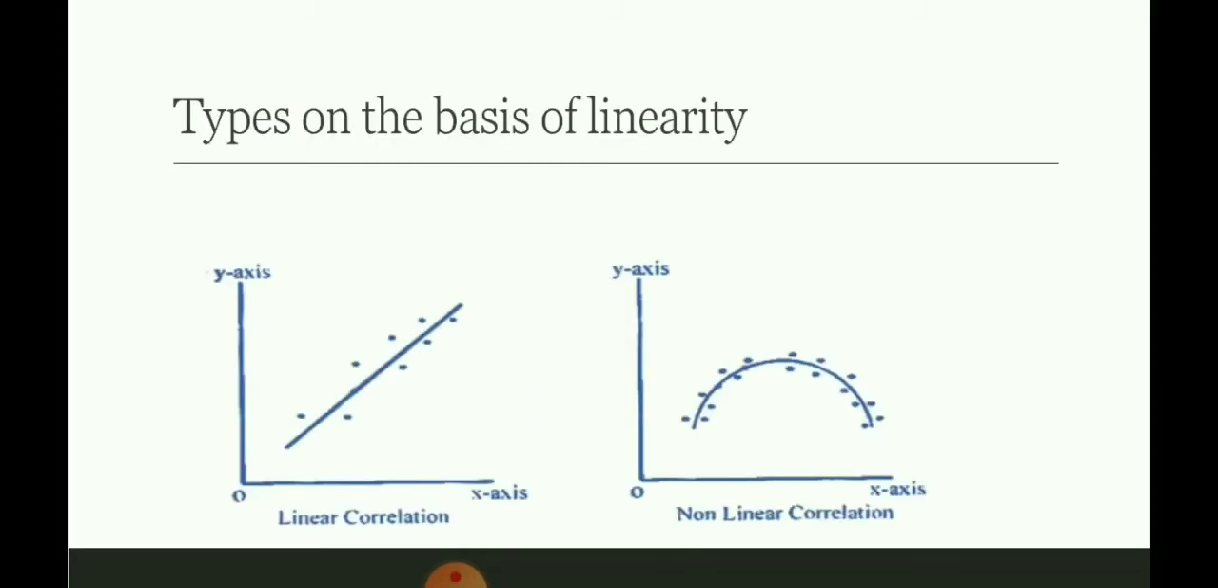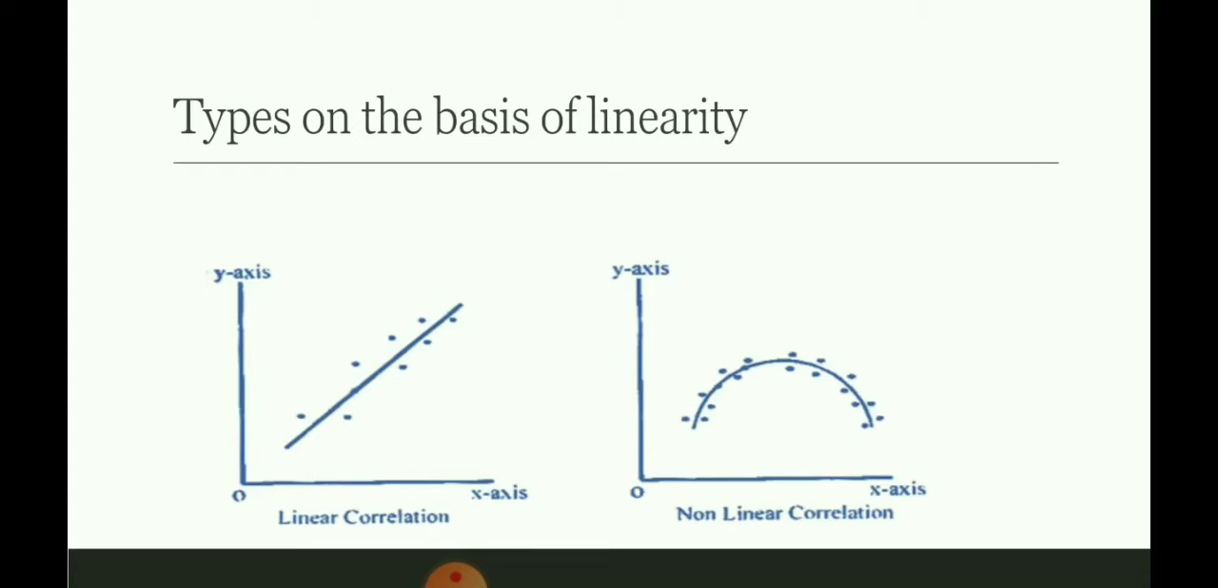Now the other basis on which we find the type of correlation is on the basis of linearity. It can be linear, meaning lying on a line. If they form a straight line, that is a linear correlation. If data form some type of curve, not a straight line, that is called non-linear correlation. On a line or not on a line, on this basis they are called linear and non-linear correlation.